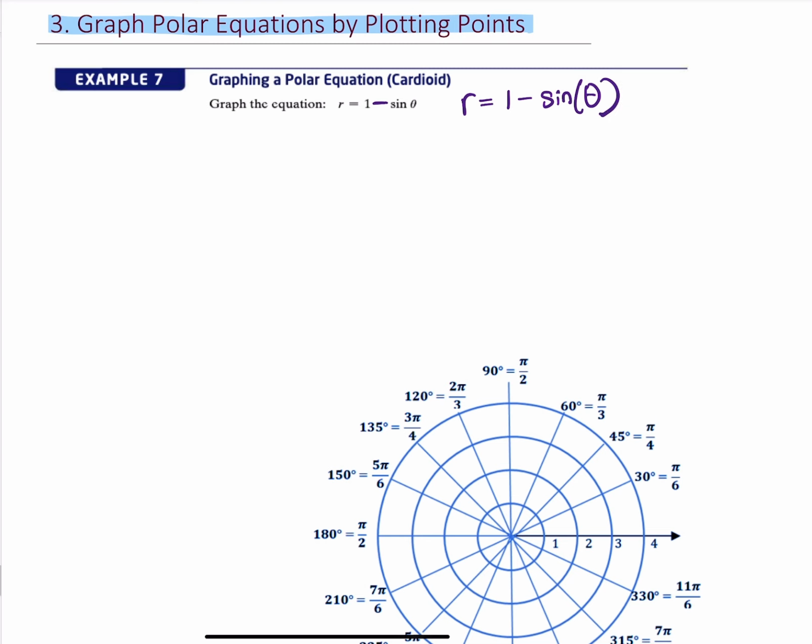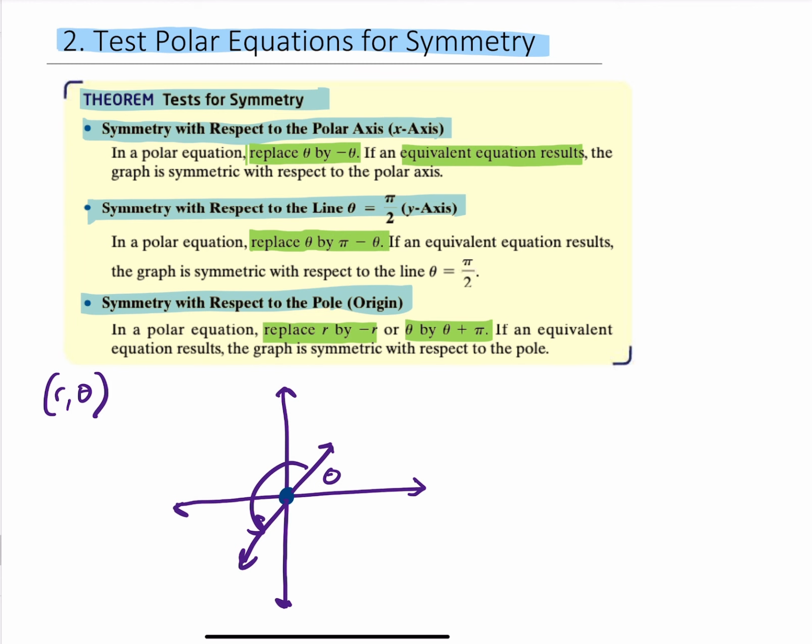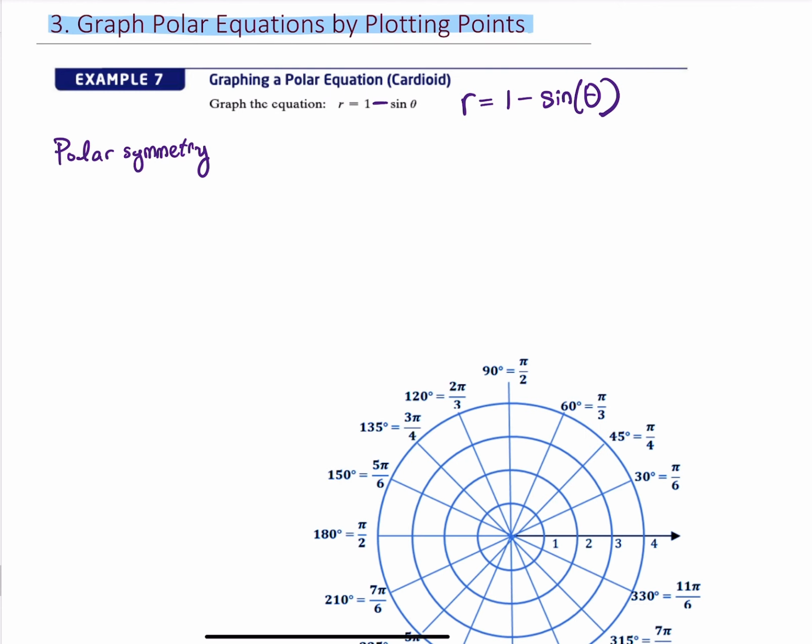So this is different from our circle equations where we just had something like r equals some value times the sine of theta. We have an addition or subtraction here, so that will cause things to look a little bit different. So let's test for symmetry. Let's test for polar symmetry, which is the x-axis. Or let's see how they said it specifically. The polar axis, that's what I should say.